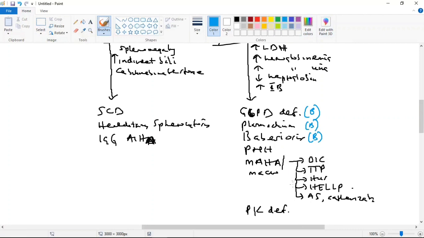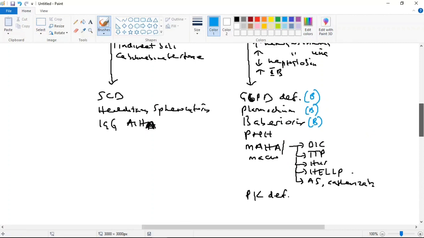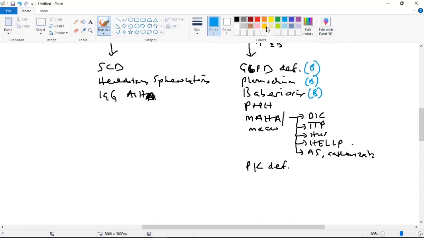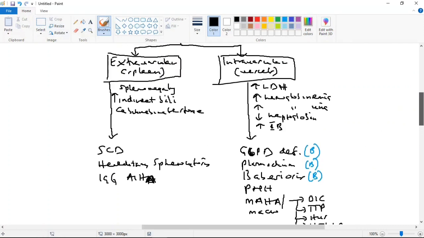PNH, I think, is primarily intravascular for sure. MAHA, definitely primarily intravascular. PK deficiency, primarily. Then we have IgM autoimmune hemolytic anemia, right, which will be the cold agglutinin, which is also primarily intravascular as well. So there's going to be some examples.